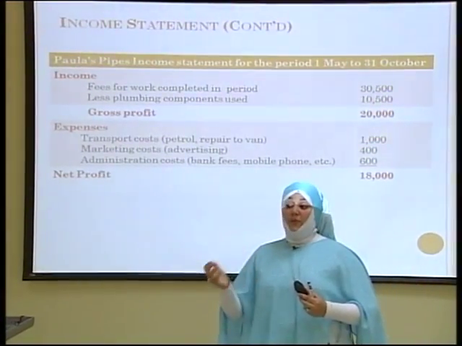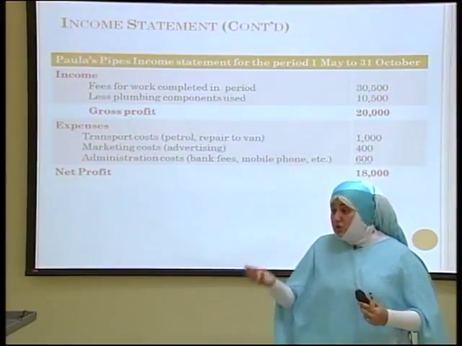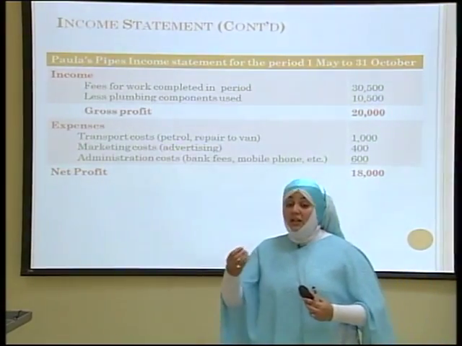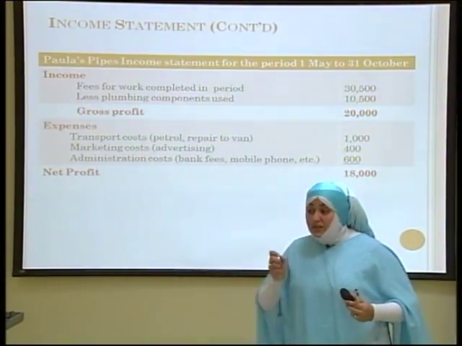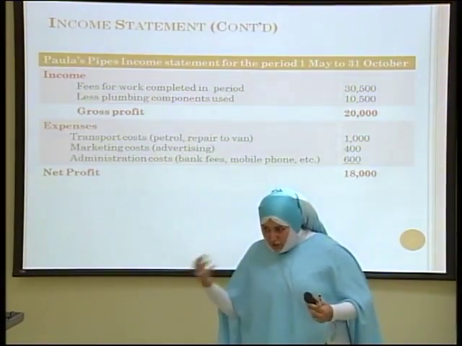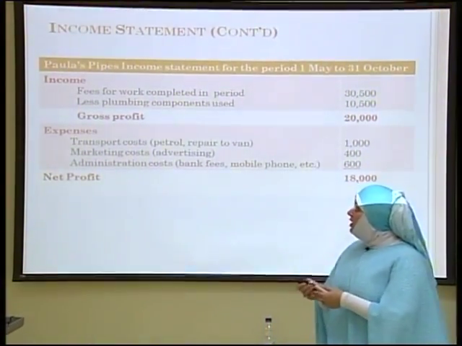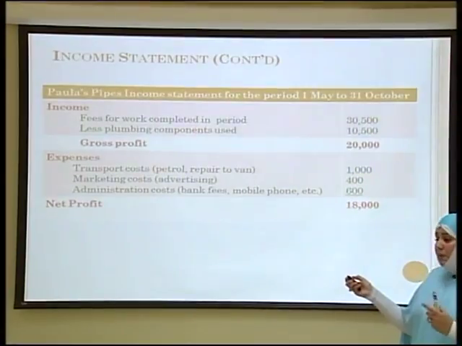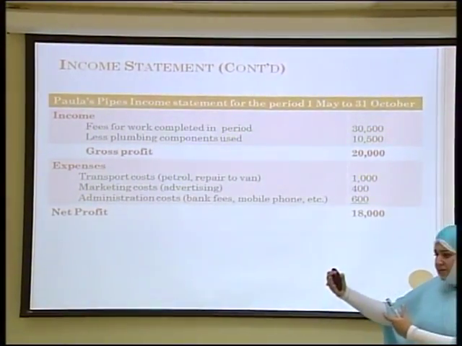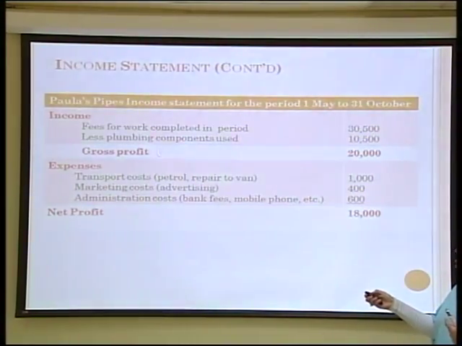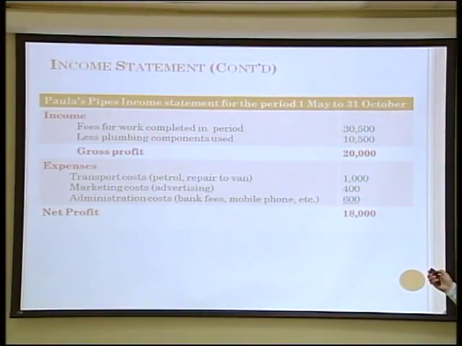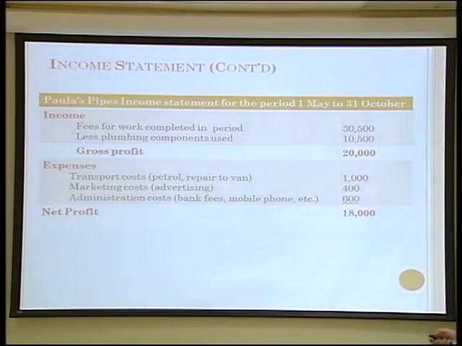For example, when you go to a hotel or a restaurant, this is a service sector, right? But still, the meal that you eat, the tables that you use, these are physical evidence of doing this service. So for her, the same. She needs some components to conduct her service, and these are the costs of these components. $10,500.